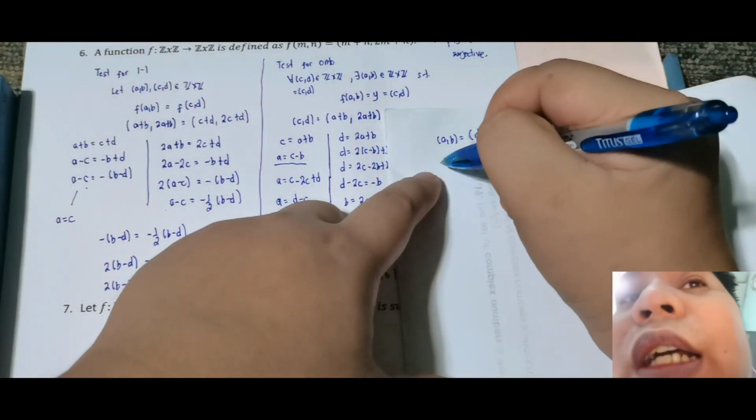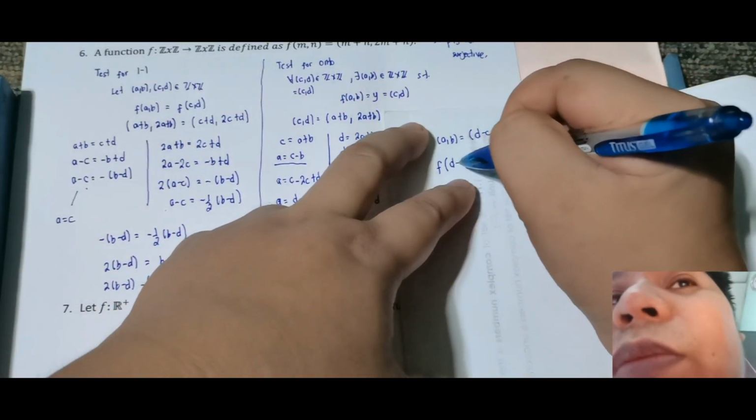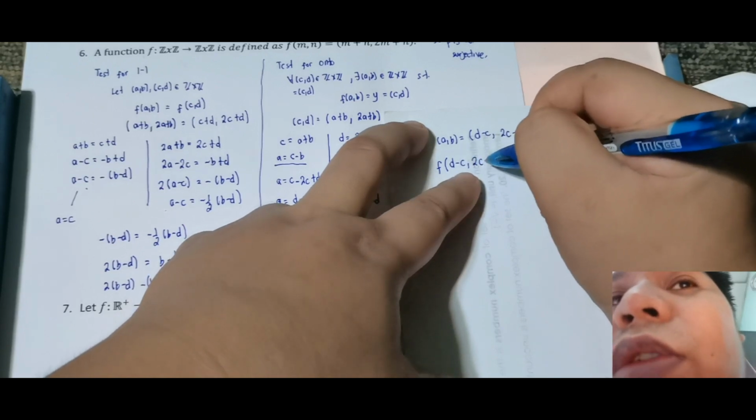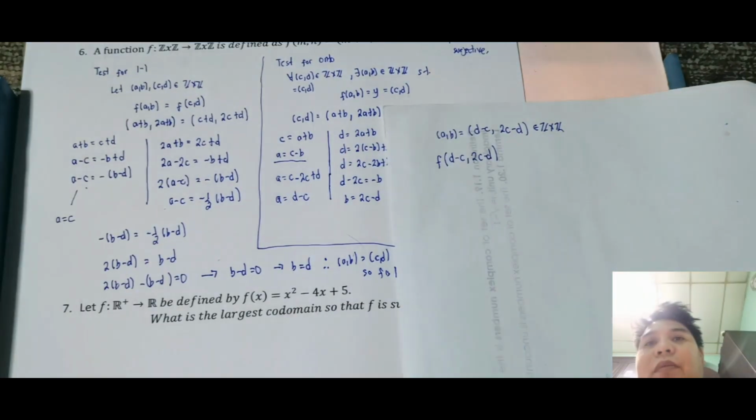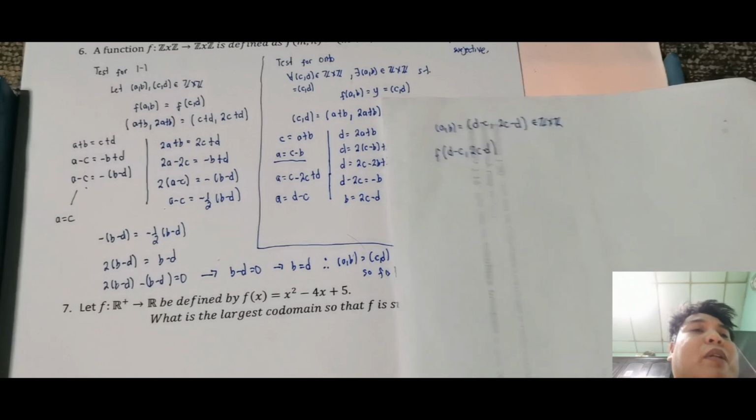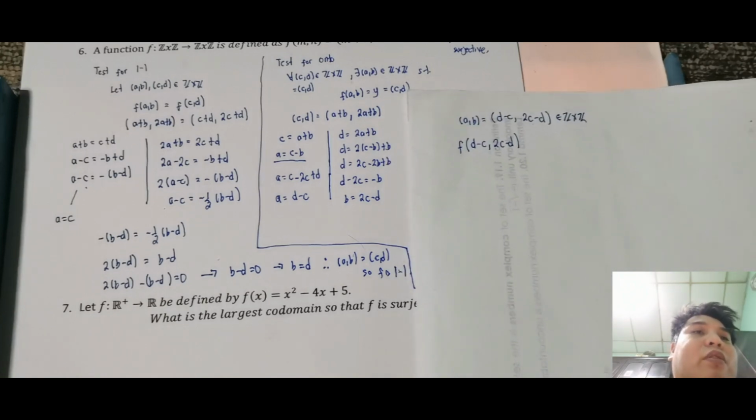Tama naman. Yan, i-check na natin. Ito kasi yung i-check natin. Kailangan, pag sinubstitute natin yung f of D minus C, 2C minus D, ang sagot dyan is C, D. Pag pinalit ko yan. So, yun yung goal natin.